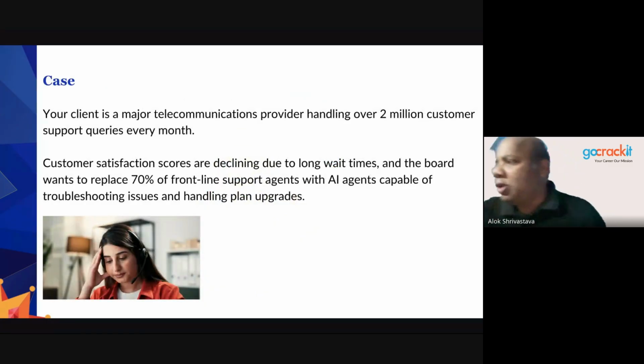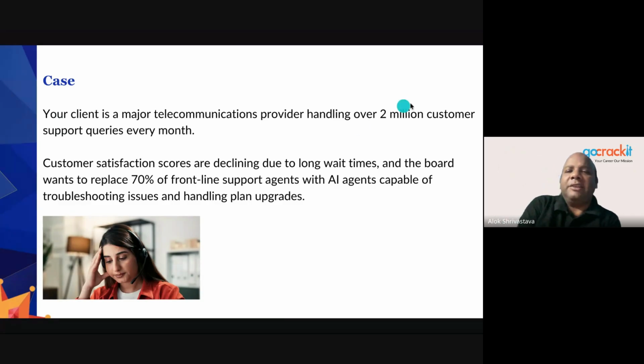Let's say your client is a major telecom company which handles almost 2 million customer support queries every month. But what is the problem? The problem is that customer satisfaction scores are declining due to long waiting times, and the board wants to replace 70% of frontline support agents, the customer agents, with AI agents who are capable of troubleshooting issues and handling plan upgrades. That's the case study.